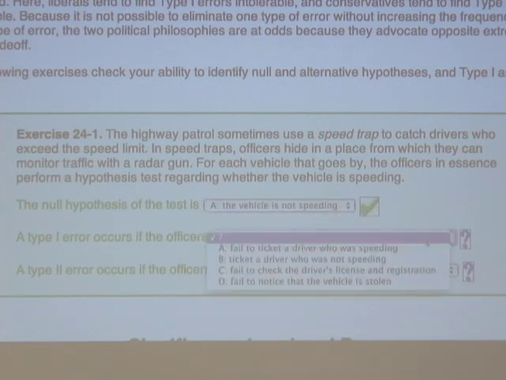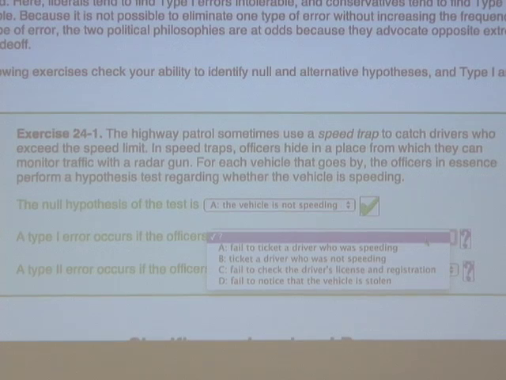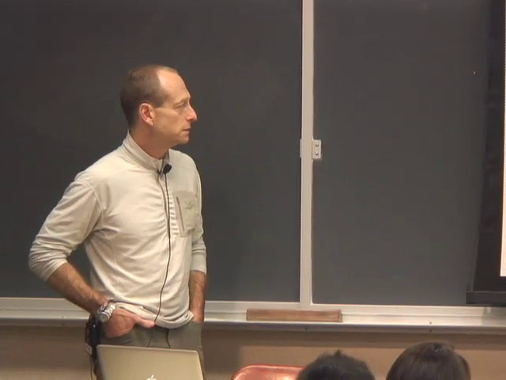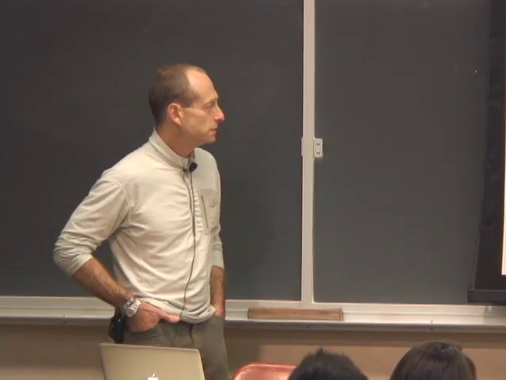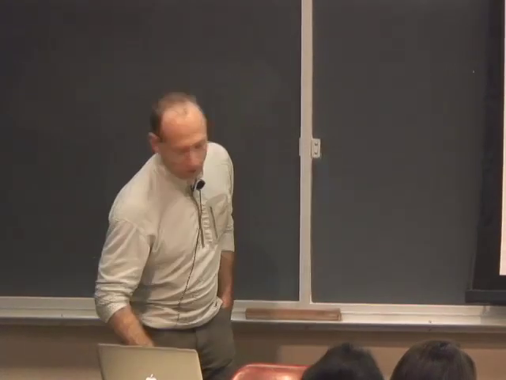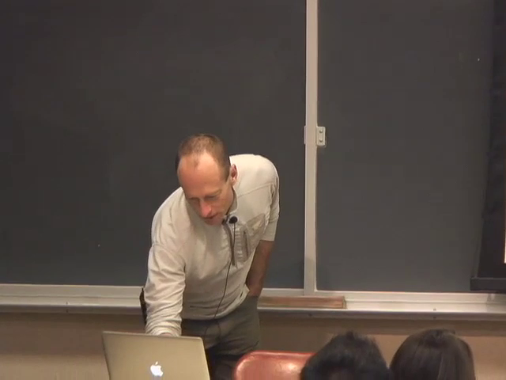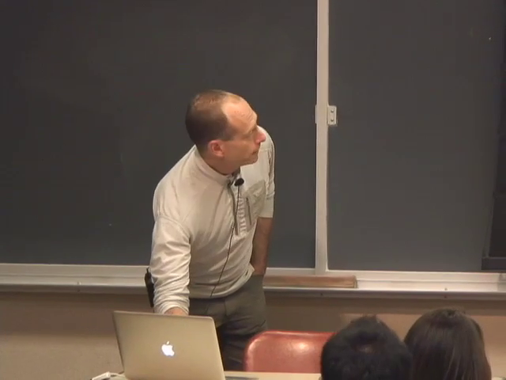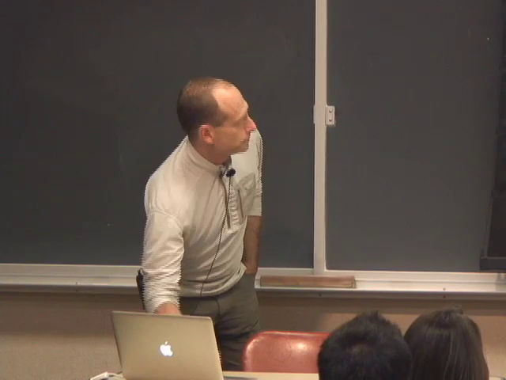What's a type 1 error? So type 1 error, remember, is rejecting the null when the null is true. Okay, yeah, it's B, yeah? Okay. So it's to give a ticket to somebody who wasn't speeding. Okay? And what's a type 2 error?